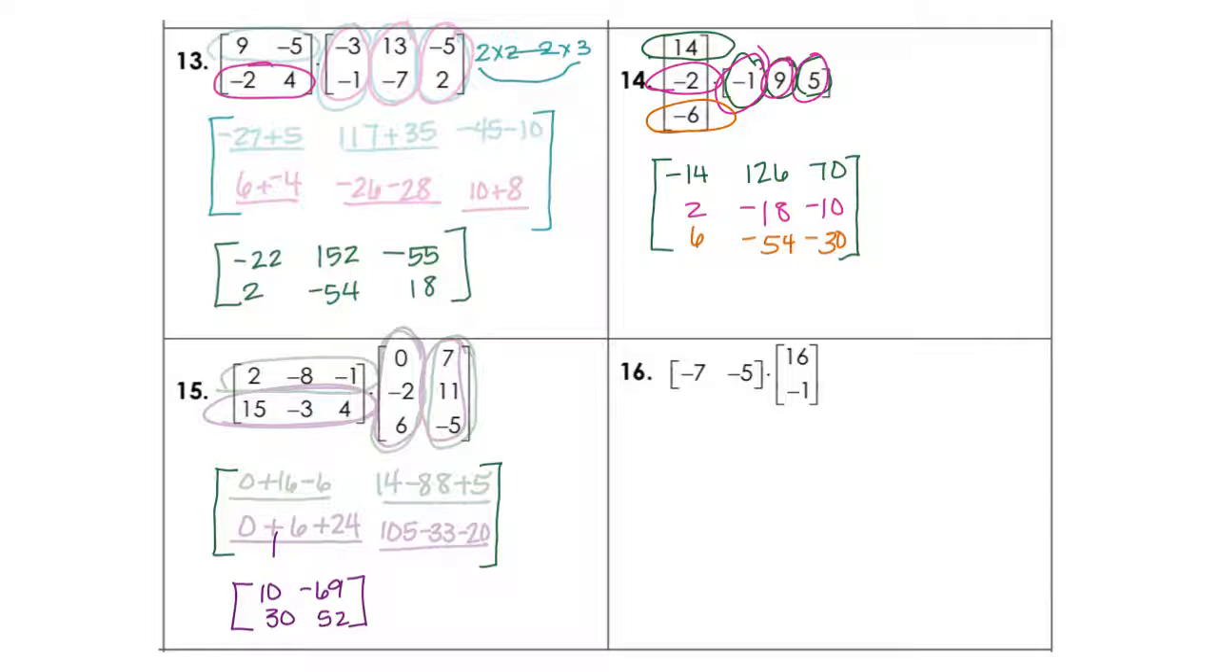Moving on to number 16, and again, you can multiply this, and this one's actually going to turn out to be just a 1 by 1. You're going to take this entire row, multiplied to this entire column, and you're going to get negative 112 plus 5. And so now we're going to combine those, and you're going to get negative 107.